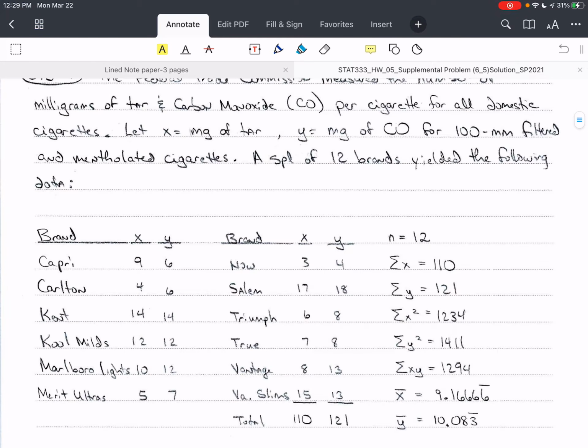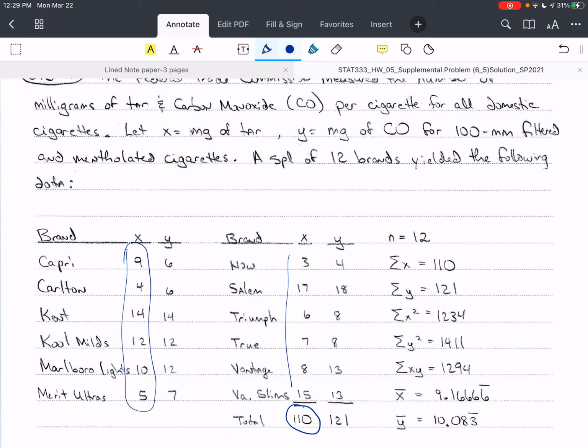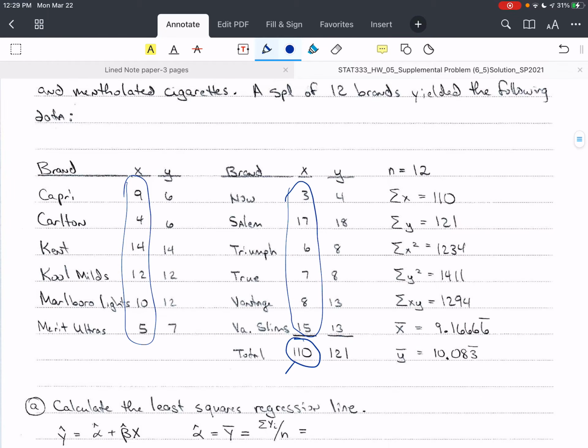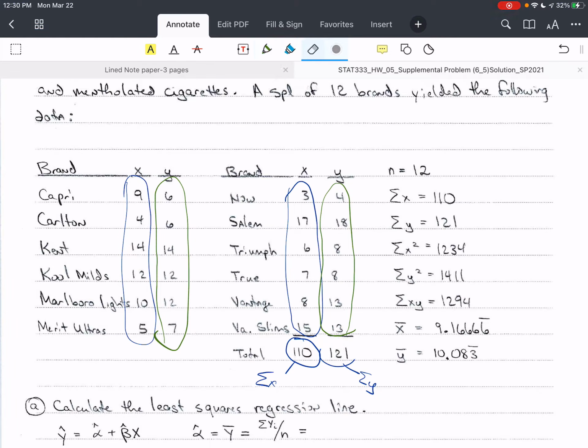And instead of using up a whole lot of room on the paper, I did exactly what the book did and put this in columns. But I want to point out that this value here is the sum of all of the x's here. And so that value is the sum of x. Likewise, this is the sum of y, which were all of these. Maybe I should use a different color. Might be better. So sum of y.